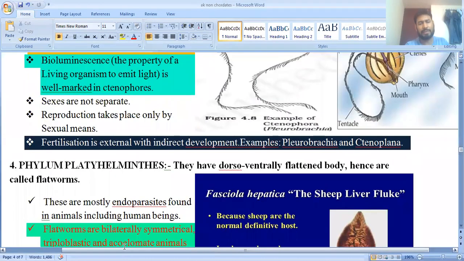So Ctenophores, sorry, the sexes are not separated. They have the monoecious or hermaphrodite condition.